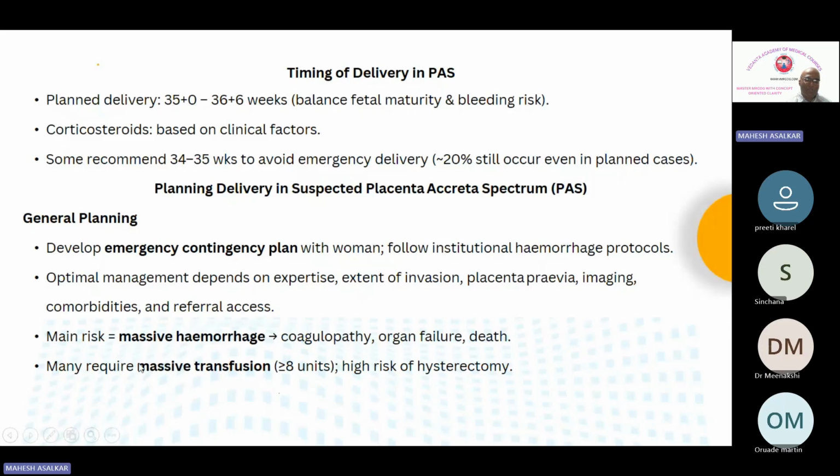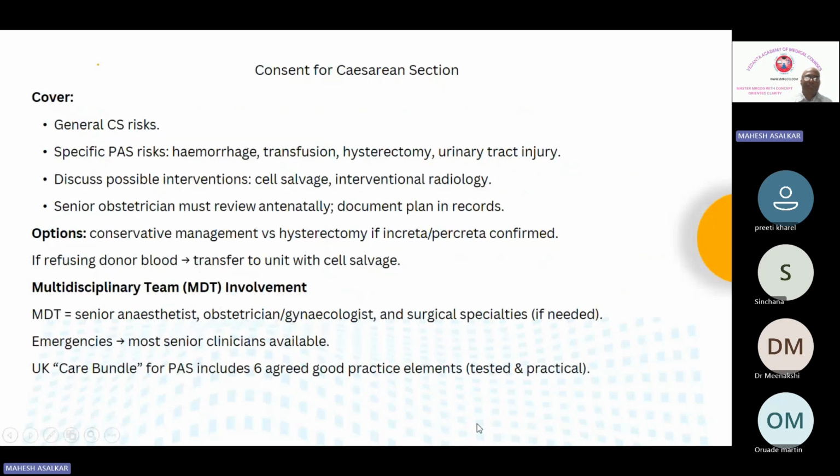What is massive transfusion? When more than or equal to 8 units are required, and massive hemorrhage can lead to coagulopathy, organ failure and death. And there are high chances of hysterectomy in these patients. Now, when you are taking the consent, you need to talk about the routine cesarean section risk. Then, with respect to placenta accreta spectrum, we'll discuss the risk of hemorrhage, transfusion, hysterectomy, urinary tract injury, etc. Discuss possible interventions like cell salvage and interventional radiology.